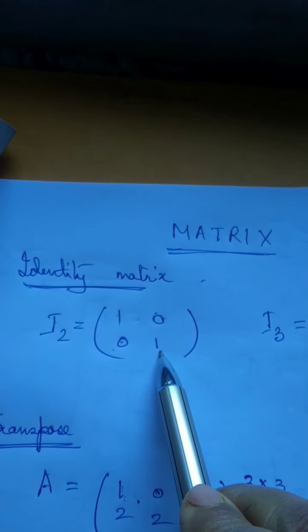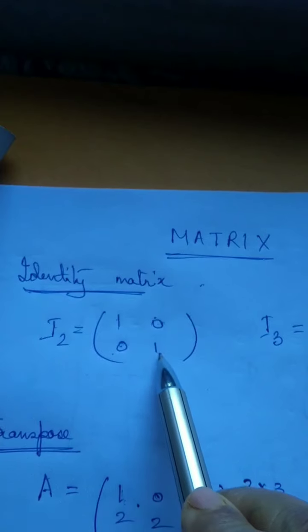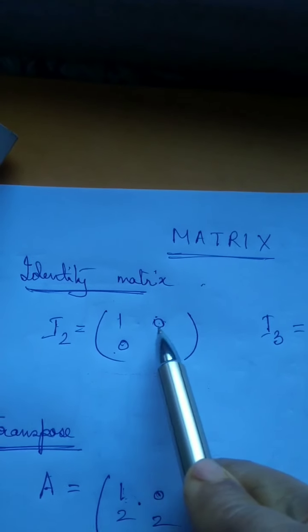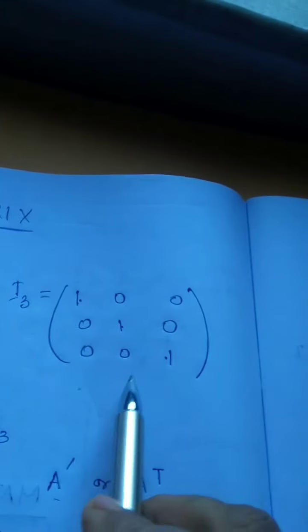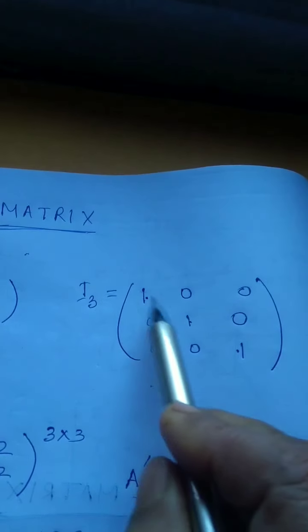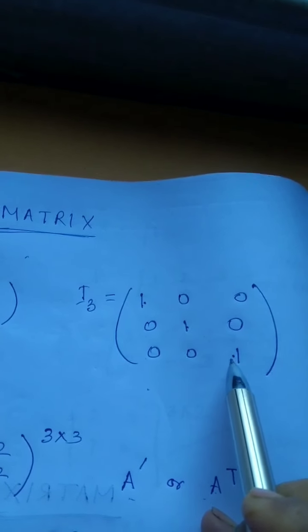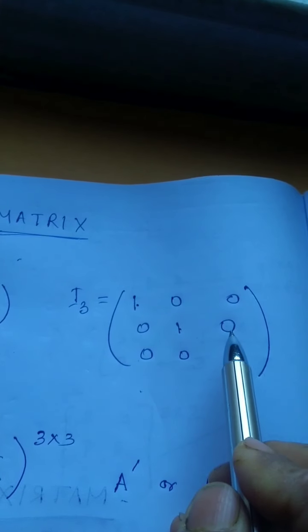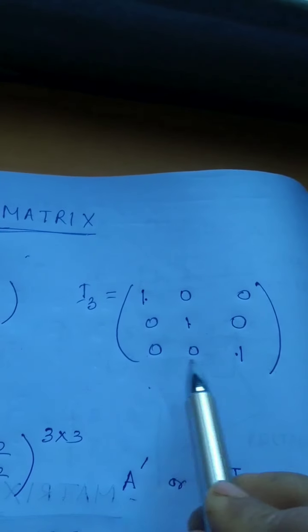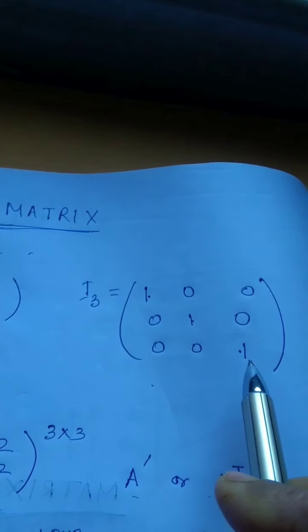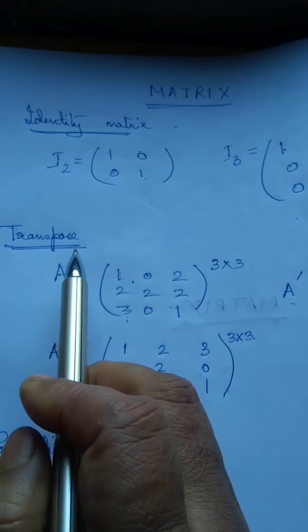So in an identity matrix, the elements of the principal diagonal are equal to 1 and rest all elements are equal to 0. Here I have an identity matrix of order 3, 3 rows, 3 columns. This is the principal diagonal, all of which are equal to 1. All elements are equal to 1 and rest all the off diagonal elements are equal to 0. So this is an identity matrix of order 3. The next definition is of transpose of a matrix.